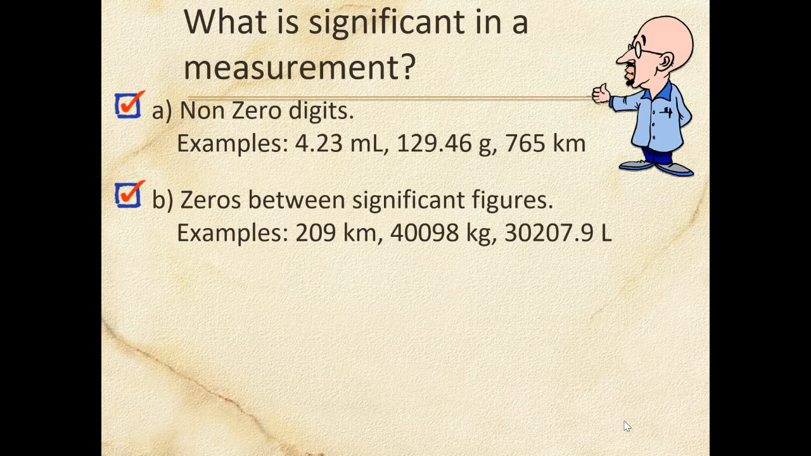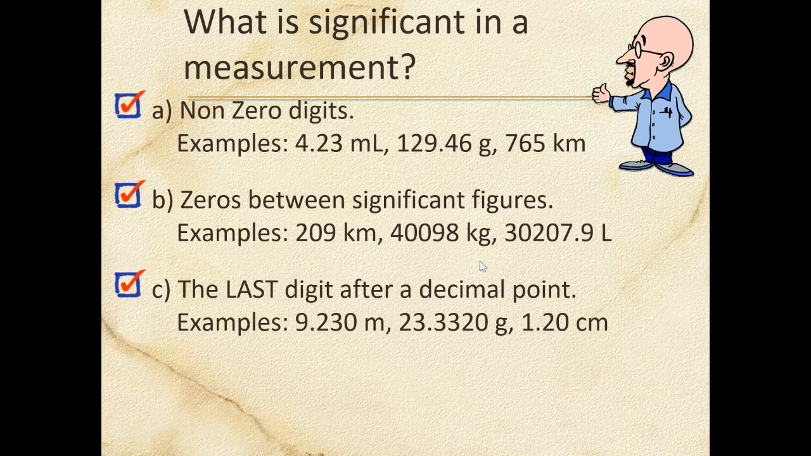Zeros in between significant figures are also significant figures. This means that in 209 kilometers, the 2, the 0, and the 9 are significant. In this particular case, the 0 is only significant because it is contained between 2 non-zero numbers. Similarly, 40,098 has 1, 2, 3, 4, 5 significant figures. Both of these zeros are between 2 non-zero numbers, therefore they are also significant.